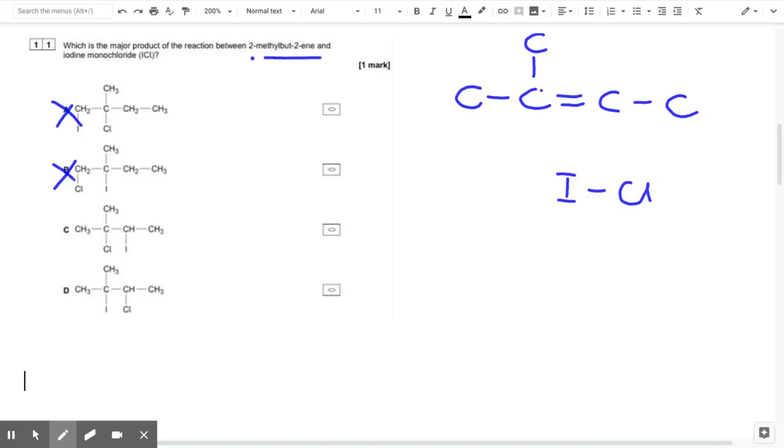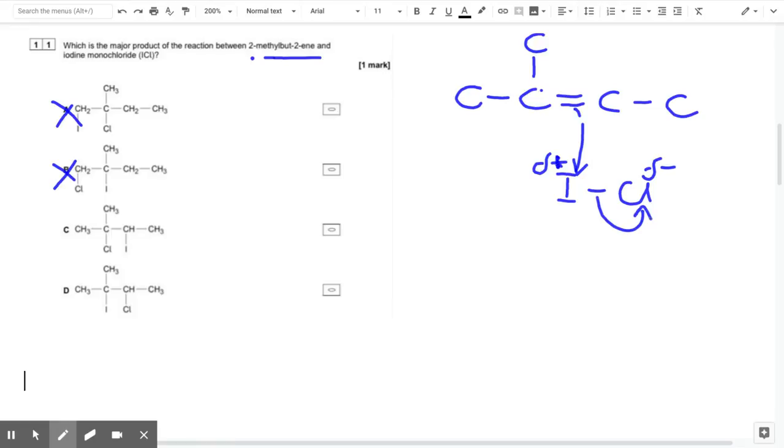The key part to this question, though, is appreciating that the chlorine end is going to be more electronegative than the iodine end of the molecule. And so when the double bond opens in an electrophilic addition style, this double bond is going to attack the iodine in the first instance. And what that's going to do is then open up that molecule.